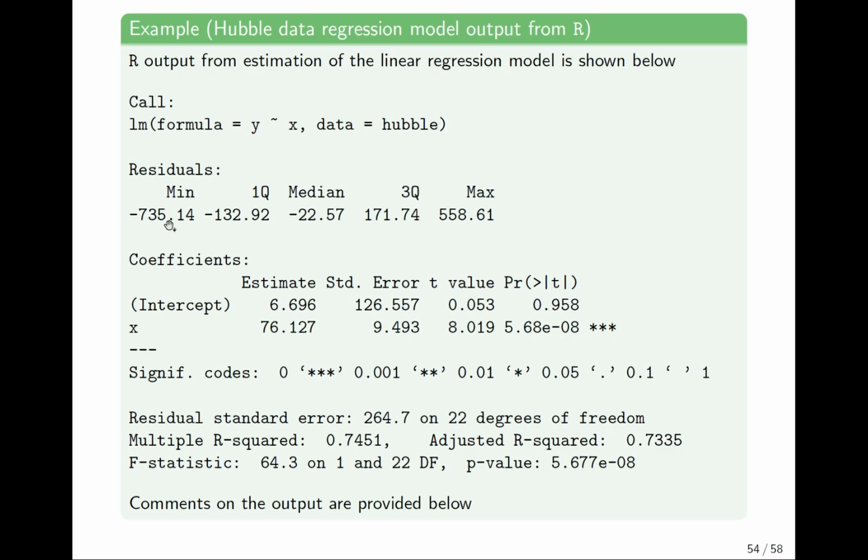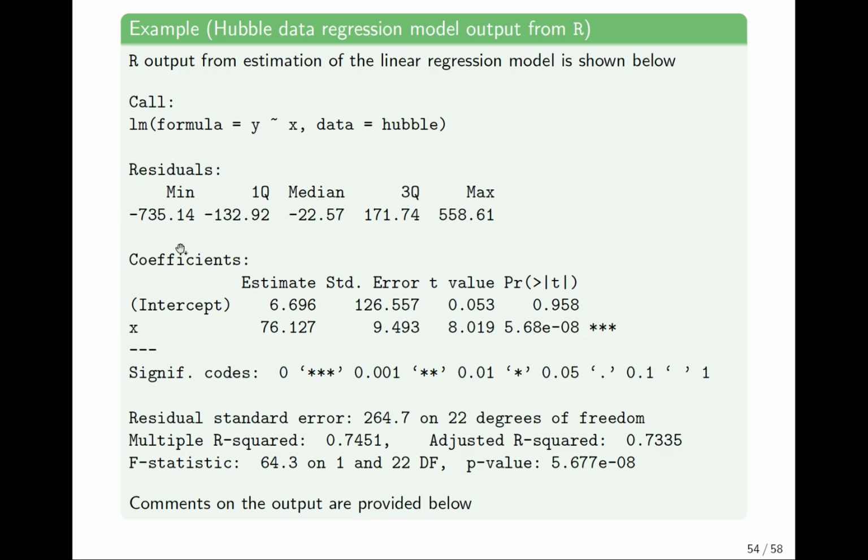So the minimum value is -735, the maximum is 558, and the median is -22. So it's not that far away from 0, and the third quartile and the first quartile not too far, fairly symmetric, but not entirely, but fairly symmetric. So that's just to give a quick indication of how our residuals are looking in terms of the assumptions that we're making about them.